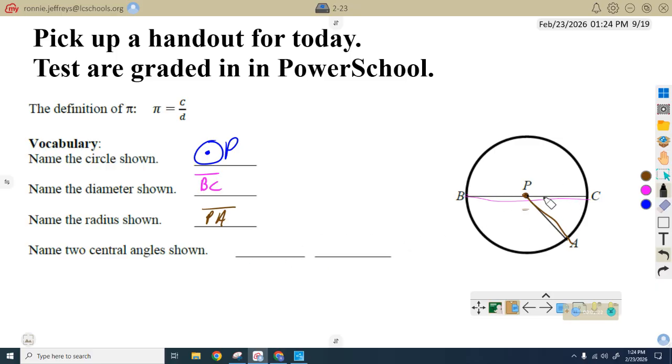Alright, two central angles. Well, central angles are angles made at the center. So one of them would be angle CPA, and the other one would be angle BPA.